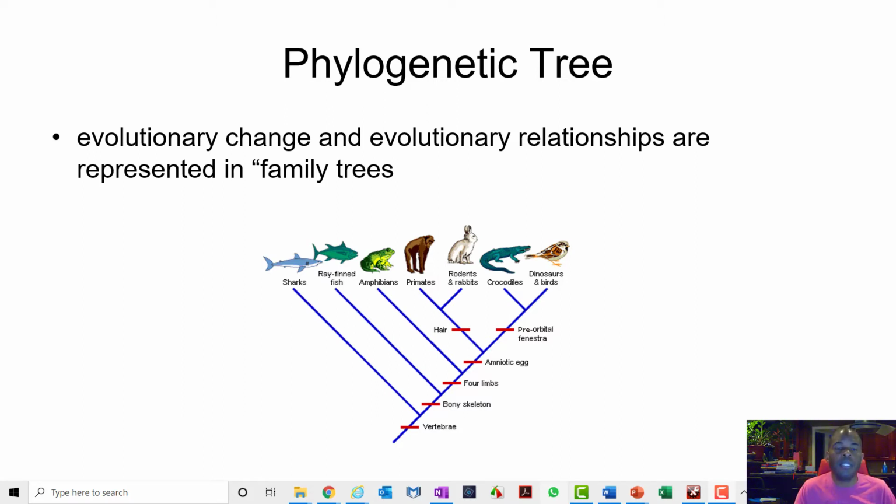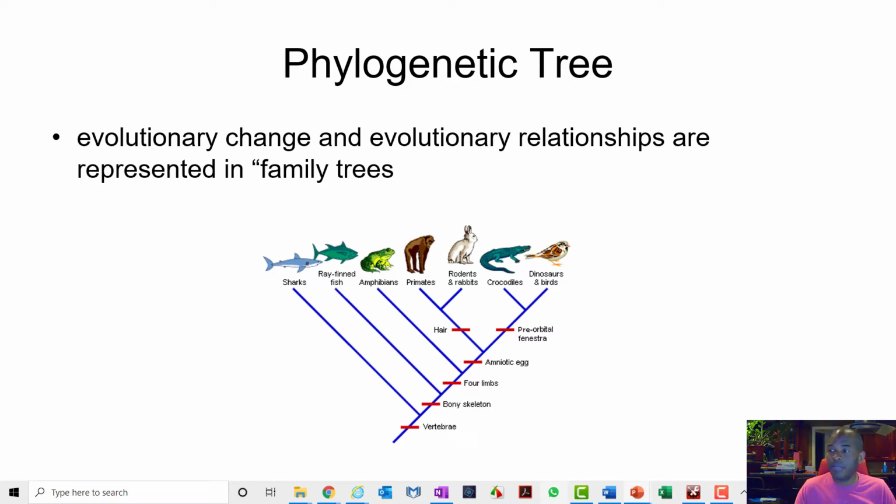So, if we want to show the evolutionary change and how the organisms are related to each other, we normally do this in something known as a family tree. And so we've seen this when we talk about our own family. So we're going to use this for something larger in terms of classification.